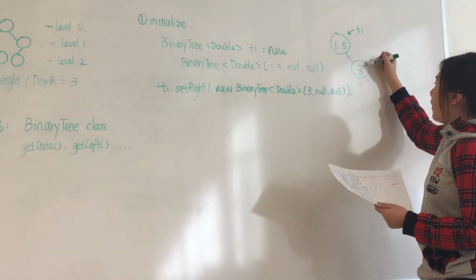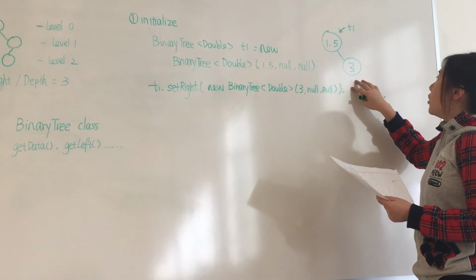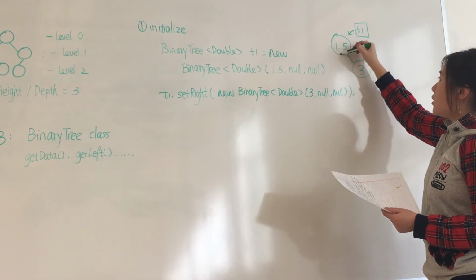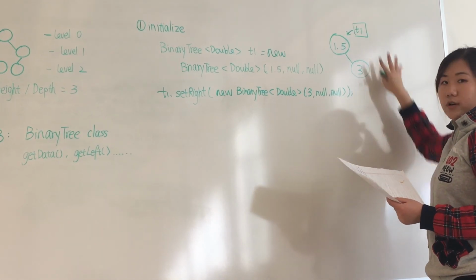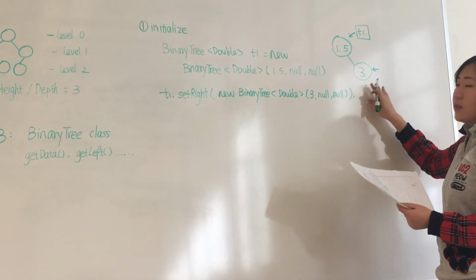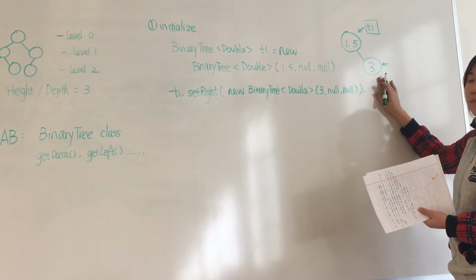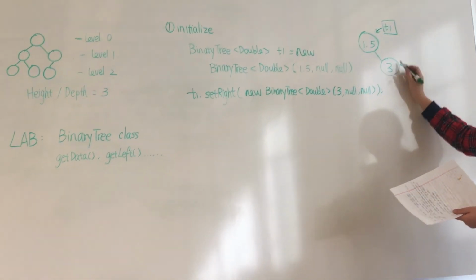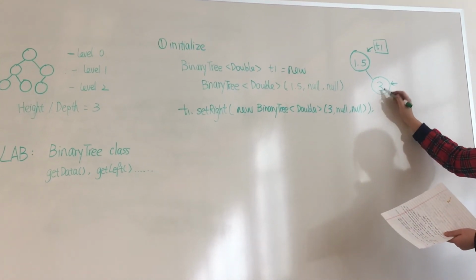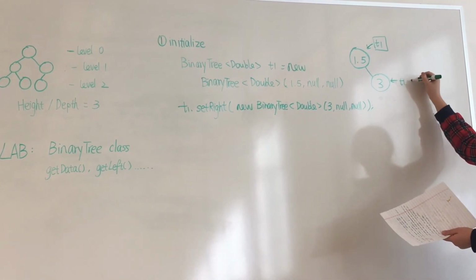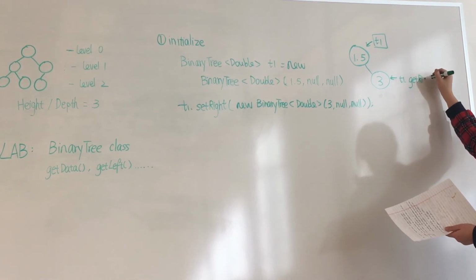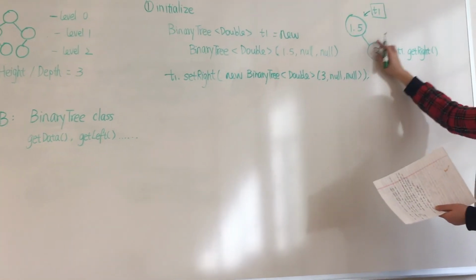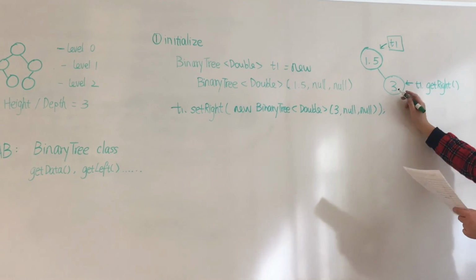So after we add one more node into this tree structure, note that this variable T1 still refers to this node itself. It doesn't refer to the whole tree. So how do we represent this node right here? We cannot say T1 because T1 is only here. So we have to use the getRight method we have. Since this tree with 3 is the right child of T1, we can use T1.getRight. The getRight method will return us a tree structure which represents this node.